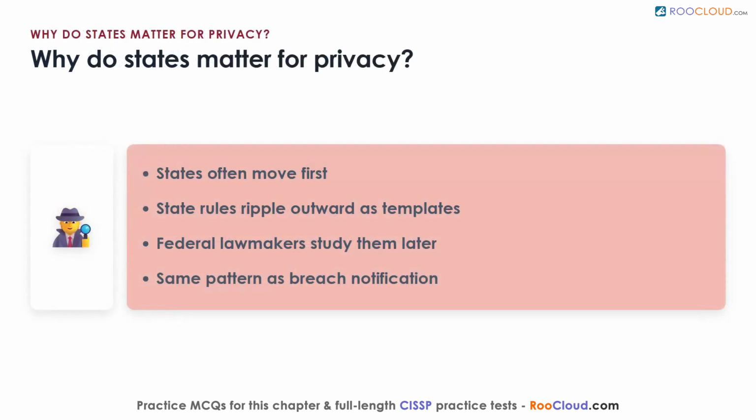Why do states matter alongside federal and international rules? Because states often move first. When a national privacy law is slow to arrive, individual states step in and write their own. Those state rules can then ripple outward, becoming the template that other states copy and that federal lawmakers eventually study. We saw the same dynamic with breach notification, where one state set the pattern, the rest followed. Think of states as laboratories. A rule tested in one can spread across the whole country.